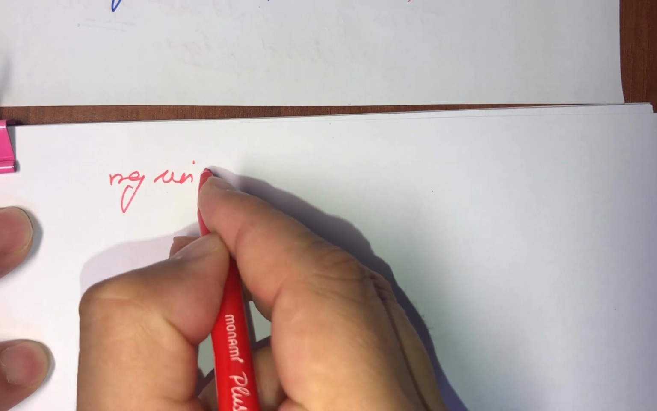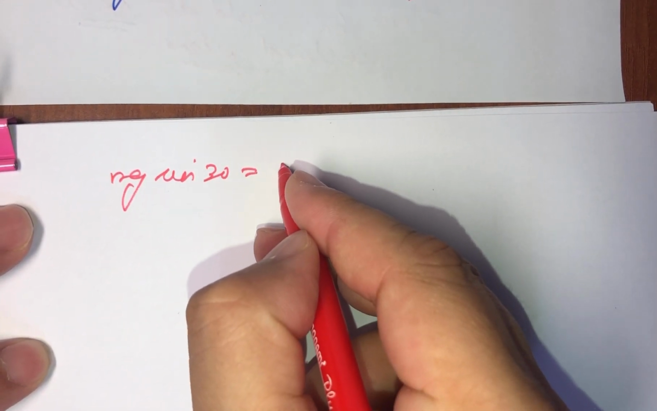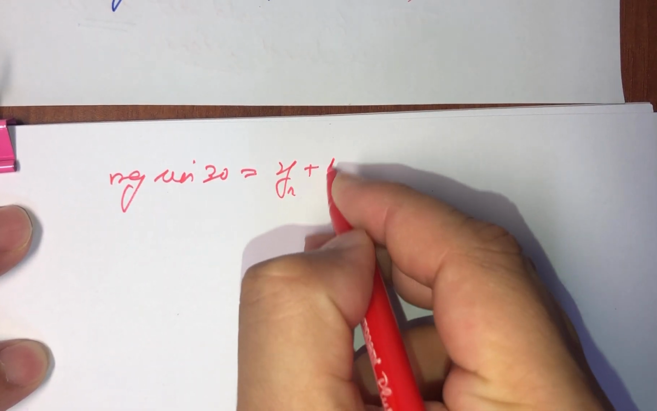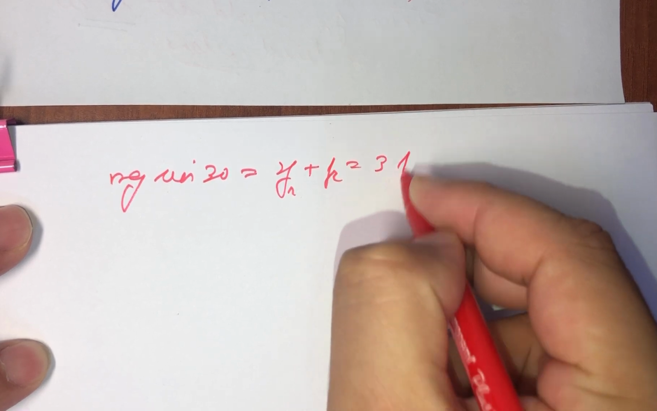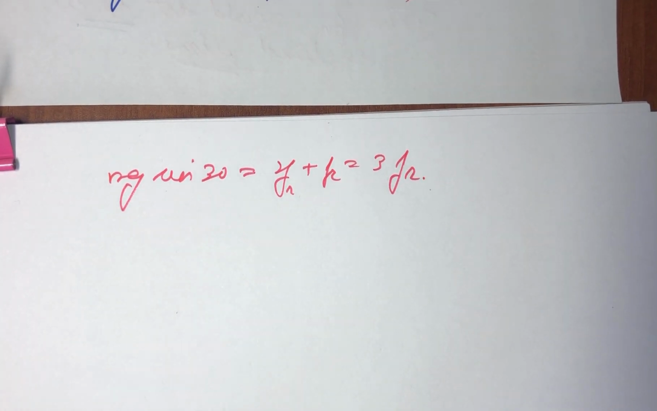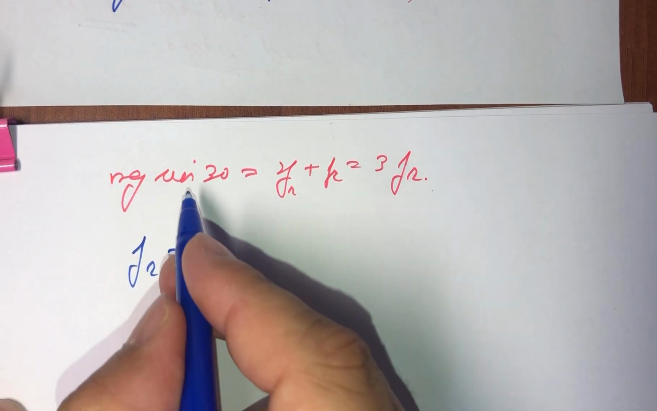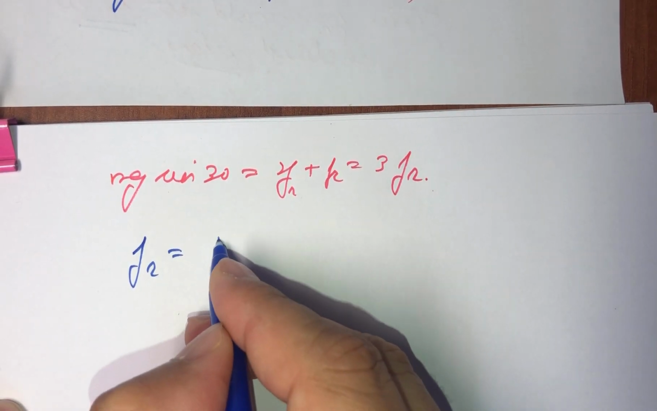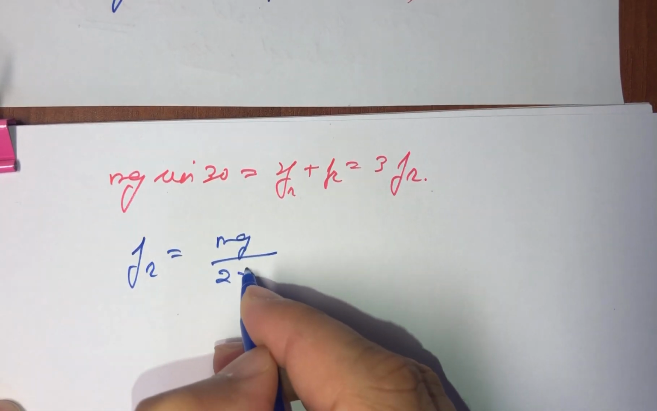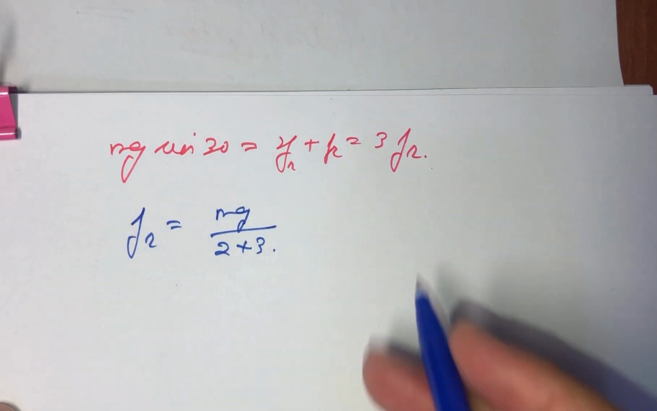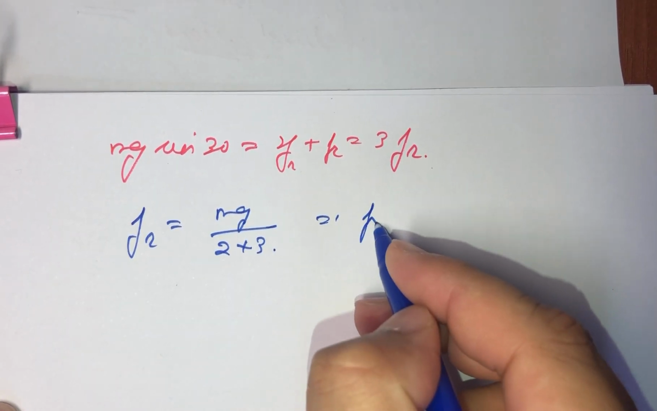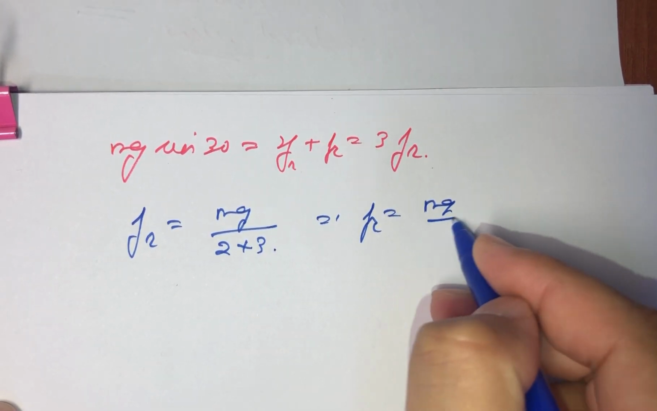this will be equal to mg sin 30 is equal to 2Fr plus Fr, which is equal to 3Fr, or we can say our Fr is equal to mg sin theta, which is 1 by 2, so this becomes mg divided by 2 multiplied by 3. From here we can say our Fr is equal to mg divided by 6.